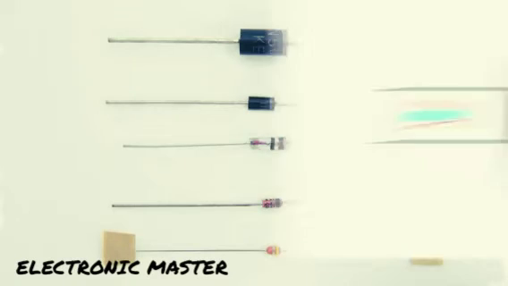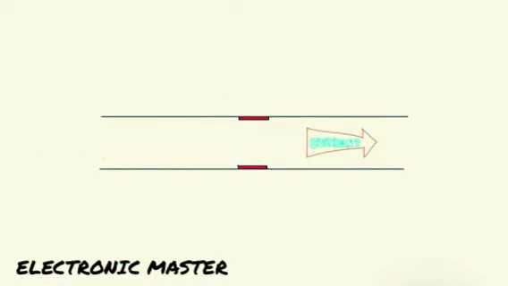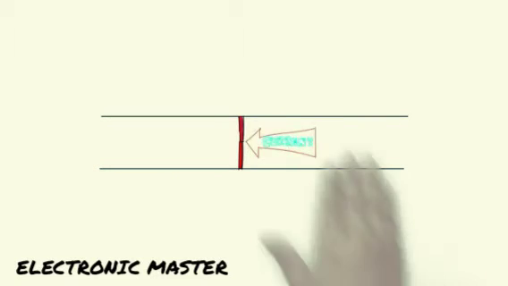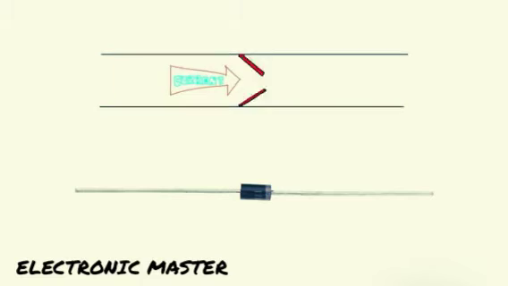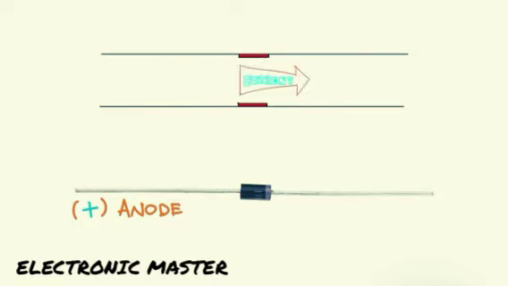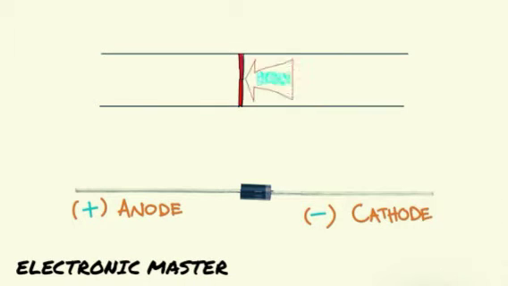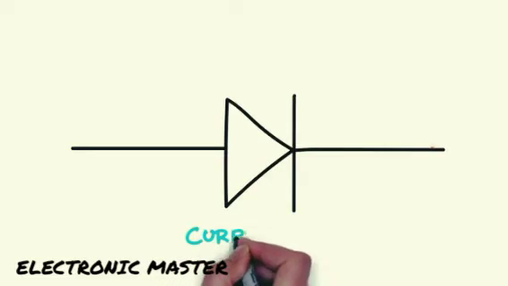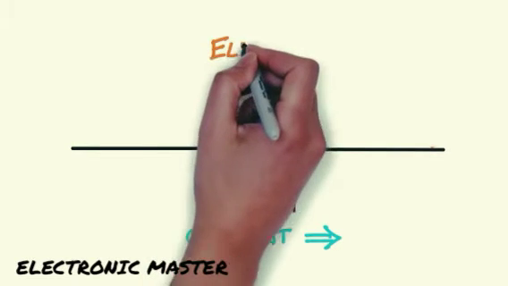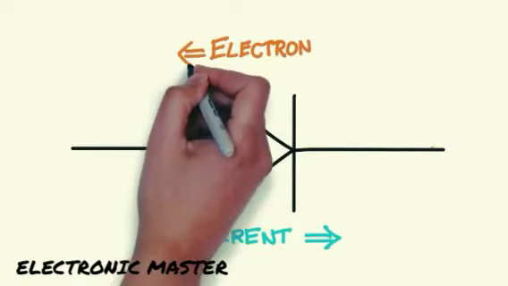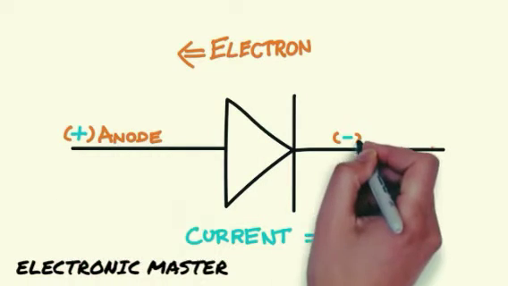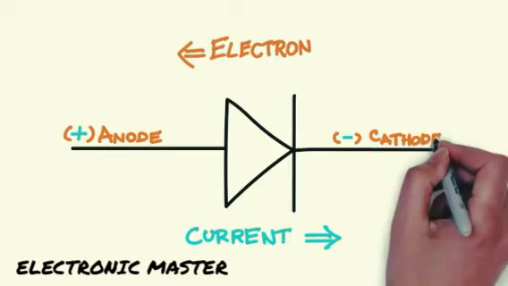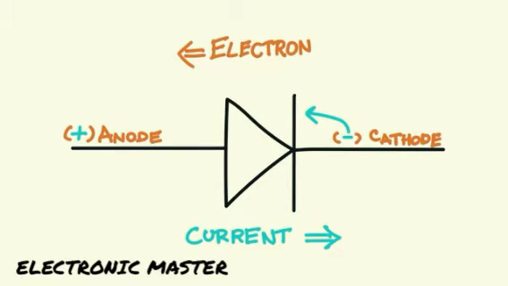Imagine a diode is like an electrical valve that allows current to flow in one direction with far greater ease than in the other. A diode has two terminals, a plus terminal called the anode, and a minus terminal called the cathode. This is the schematic symbol of a diode. The arrow is pointing in the direction of the current, as opposed to the flow of electrons. I usually think of the vertical line at the pointy end of the arrow as resembling a sideways minus sign. That is the cathode of the diode.